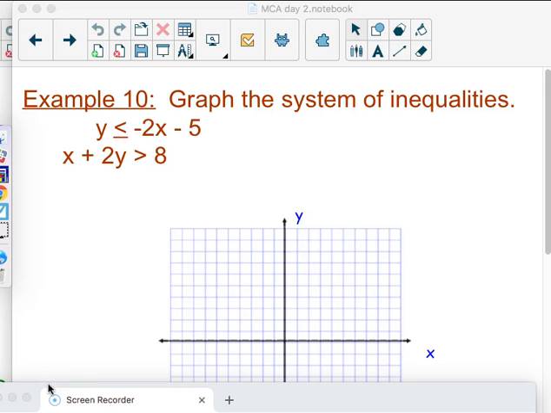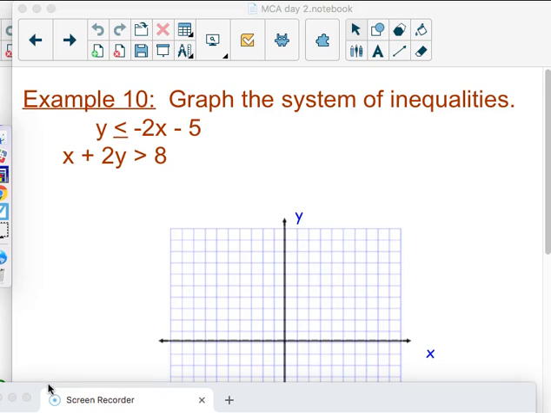And then I hit the right arrow, and I punch in negative 2x minus 5. And when I hit zoom 6, it's going to not only graph the line, it's going to do the shading for me. Beautiful. Now, the second one here, I would have to do a little bit of work.